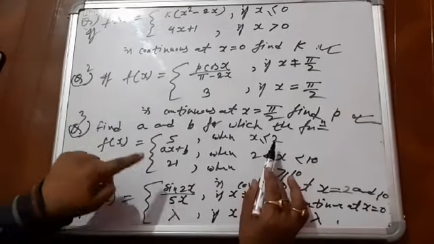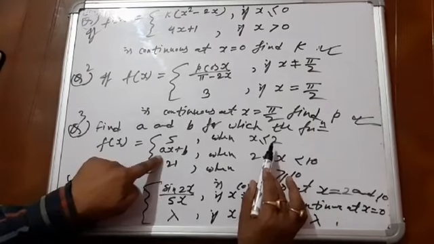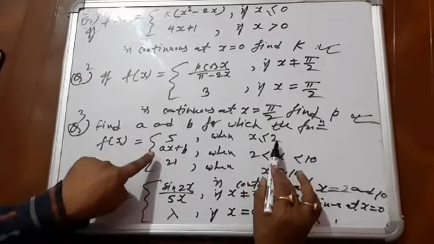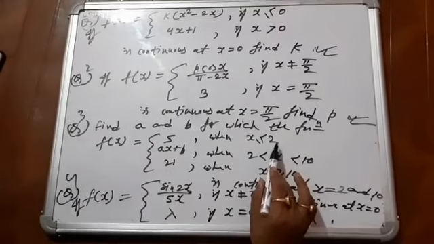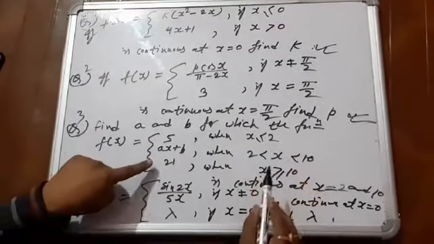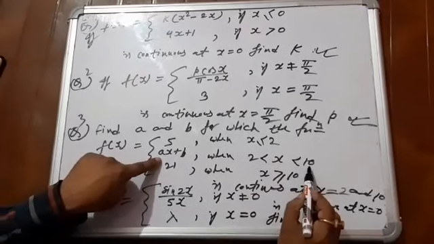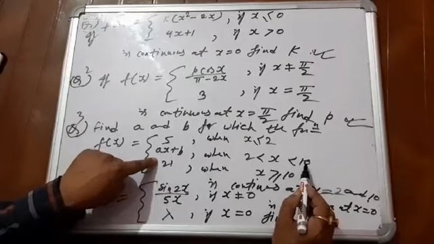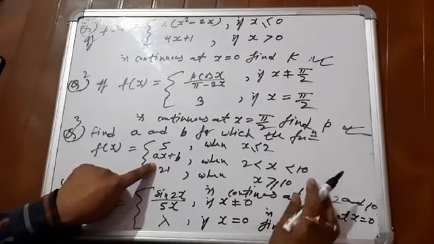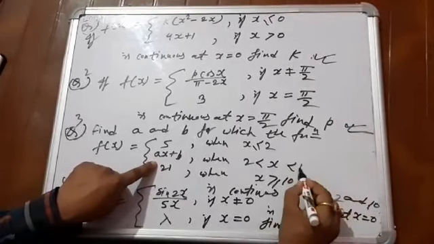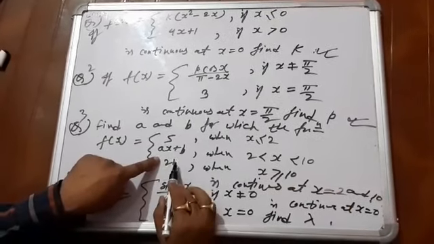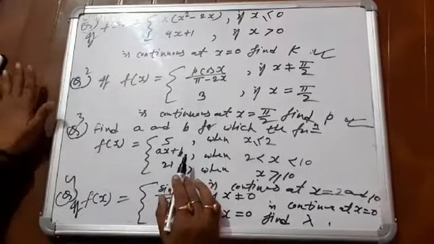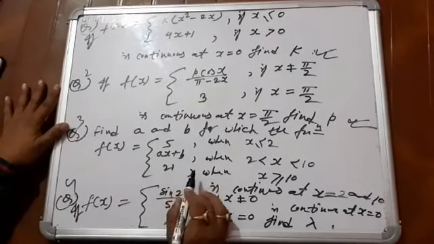At first, at x equal to 2, find one equation by using the criteria of the continuity. You will get one equation in A and B at the point 2. Then for the second case, use x equal to 10. Again, use the criteria for the continuity at x equal to 10. You will get the second equation in terms of A and B. Then by using the elimination method solve A and B, you will get the required result.